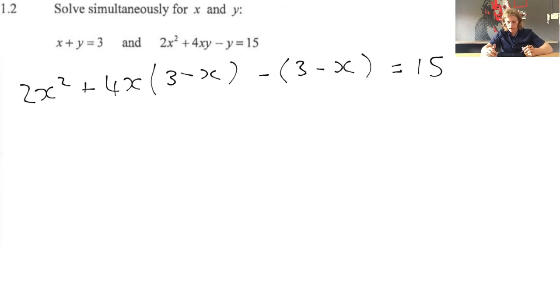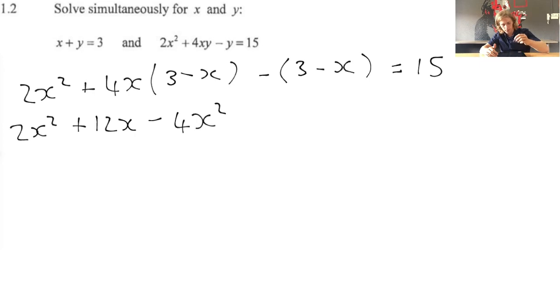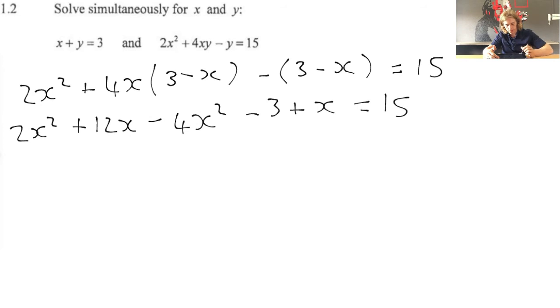And now we're going to times out all the brackets. So we've got 2x squared plus 12x minus 4x squared. Then we have minus 3 plus x, remember the plus, equals 15. Then we're going to simplify it. We're going to find out where our x squareds are, our x's and our constants.